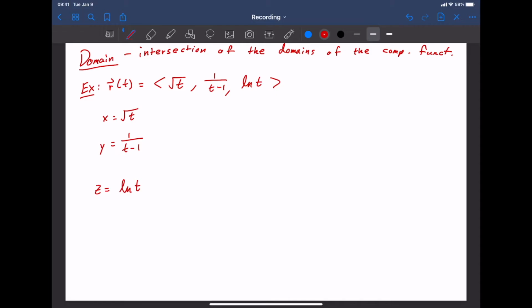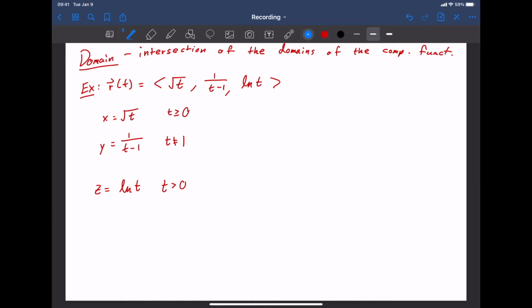So, specifically, if we have a square root, we'd want t to be greater than or equal to 0. A rational function, we are only worried about a 0 in the denominator, so t cannot be 1. And for natural log, we want t to be greater than 0. We cannot have 0 either. And we need to keep everything positive.